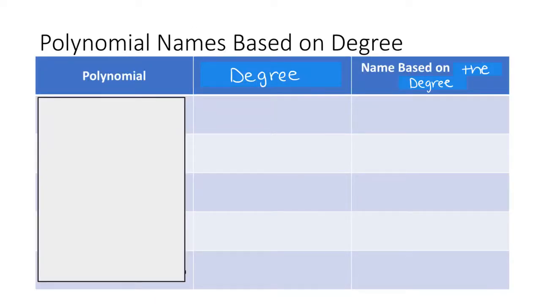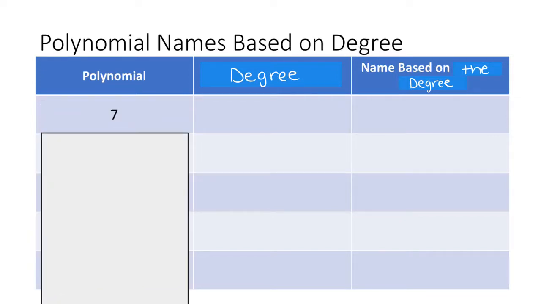We can also name our polynomials based on their degree. So copy this table down in your notes. So our first example, if I were to have just a 7, which again is just a number, but it does have a variable part. Remember that variable would have an exponent of 0. The degree is 0, and we call this a constant. The reason why it's called a constant is because since there's no variable, 7 is always just going to stay 7. It's not going to change, so it is constantly 7.